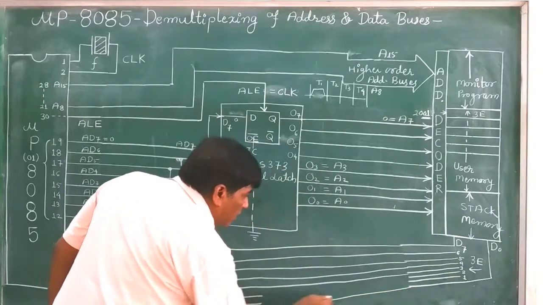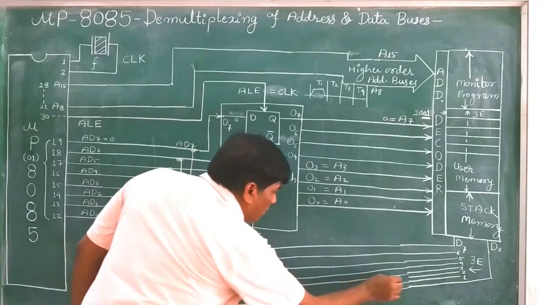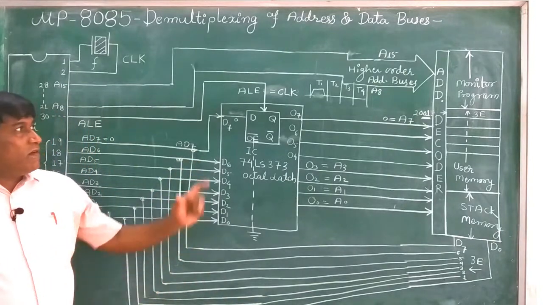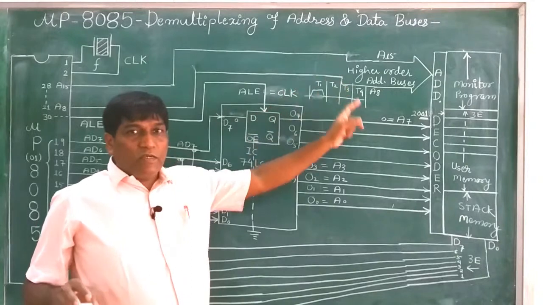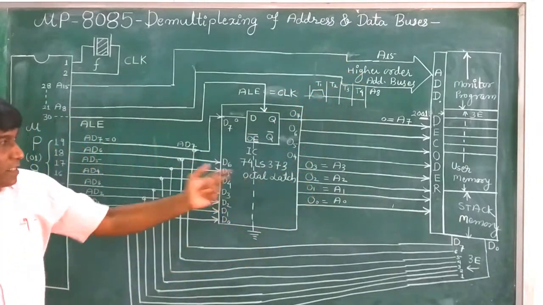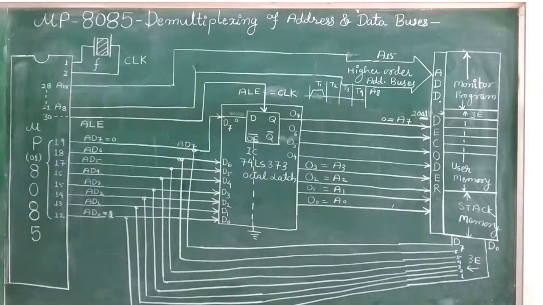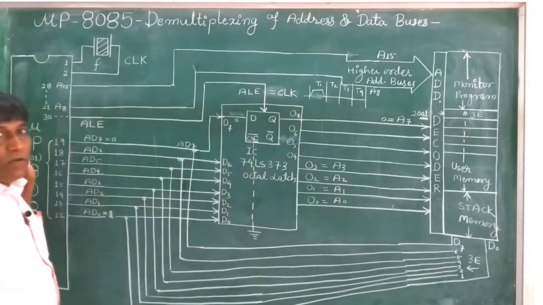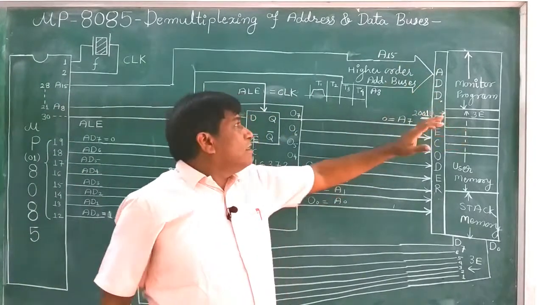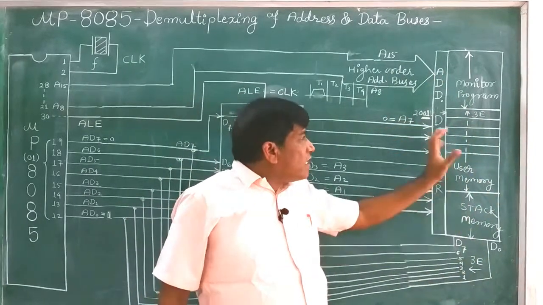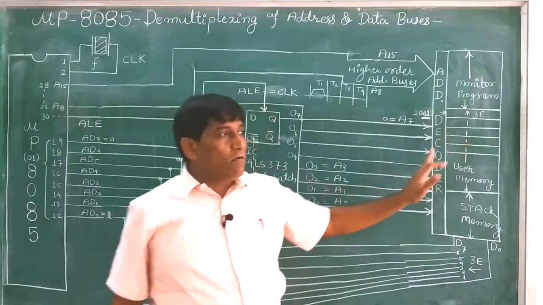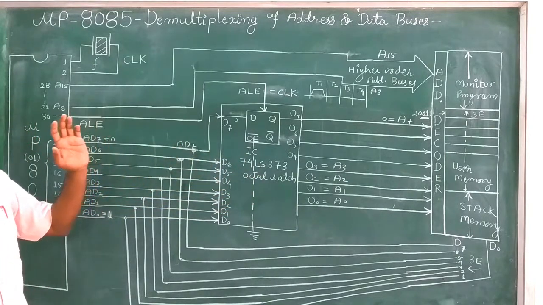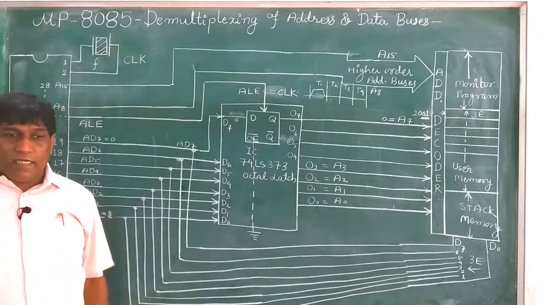In this way, we can complete the total diagram of connection of each wire of the data bus as well as each wire of the address bus. In total, we have 16 address lines. These are the higher order address lines and these are the lower order address lines. And this is the total connection diagram from the microprocessor, latch and to the memory, which is divided into 3 portions: monitor program, user memory, stack memory. Generally we write programs in the user memory. So in this way we can easily remember and understand the demultiplexing of address and data buses.